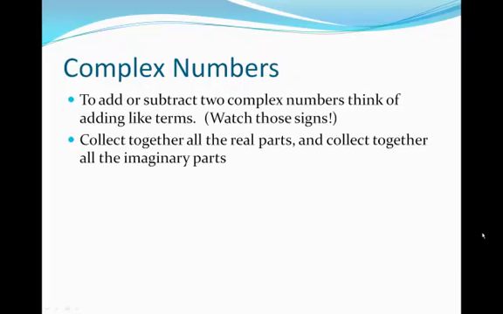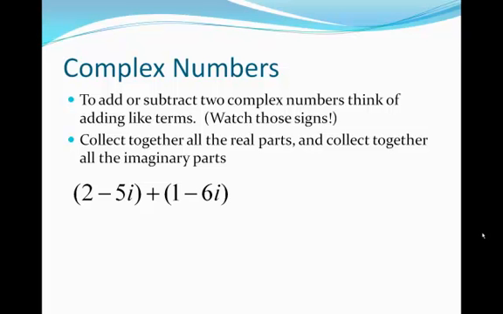Let's first take a look at adding and subtracting two complex numbers. When you add or subtract two complex numbers, you're basically just collecting together the real parts of the numbers and collecting together the imaginary parts. One word of warning: when you're subtracting two complex numbers, you have to be very careful on the sign. Let's go ahead and take a look at an example.